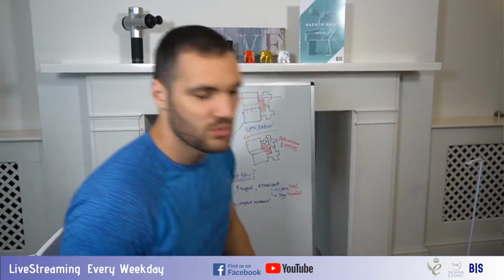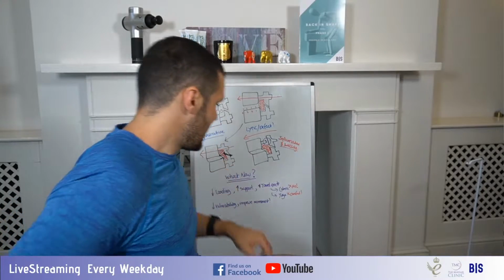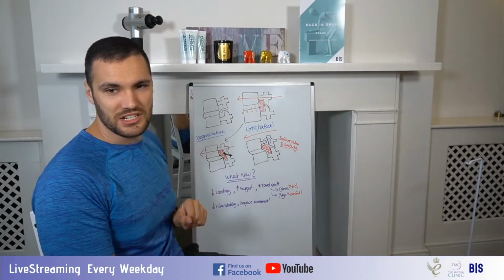So first thing we want to understand is the structure, the normal structure of your spine. And this is sort of my artist's interpretation of the vertebra.